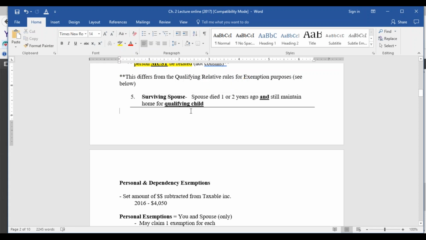In the year of the death, again, you claim married filing joint. In the following 2 years, if you still have a child at home that you claim as a dependent, you can claim surviving spouse, which is just like filing married filing joint. You get the same benefits.